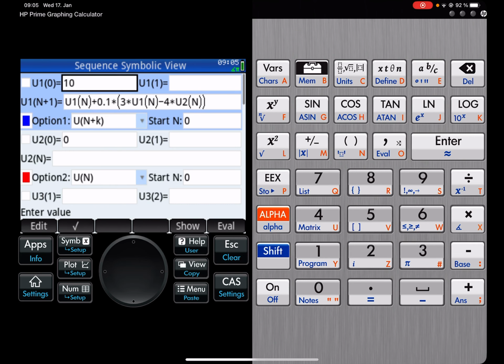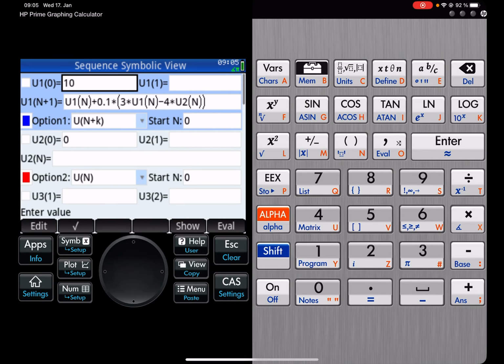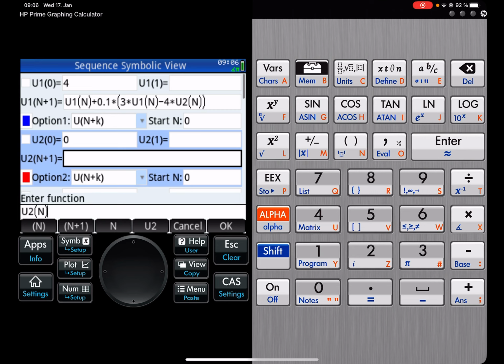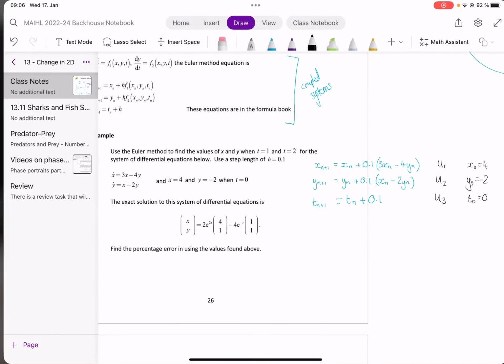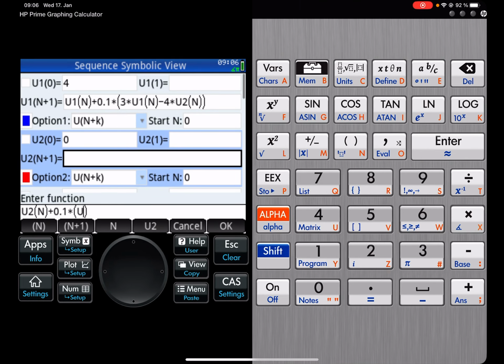Okay, I think the initial value is 4, so I should put that here. U1 0 is 4. I can't check this yet because I don't really have anything for U2 yet, so it's not very happy there. Okay, I'm going to do the same here. So I take yn plus 0.1 times xn minus 2yn. So xn, x is in U1. xn minus 2 times yn.